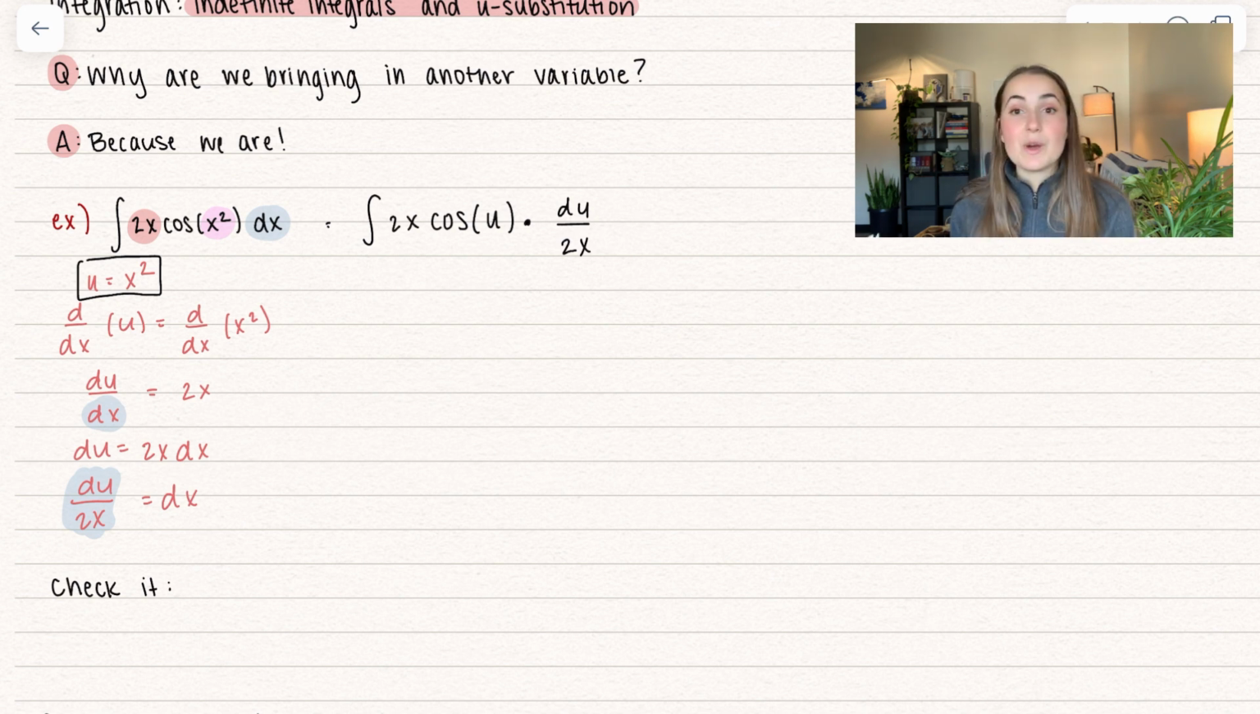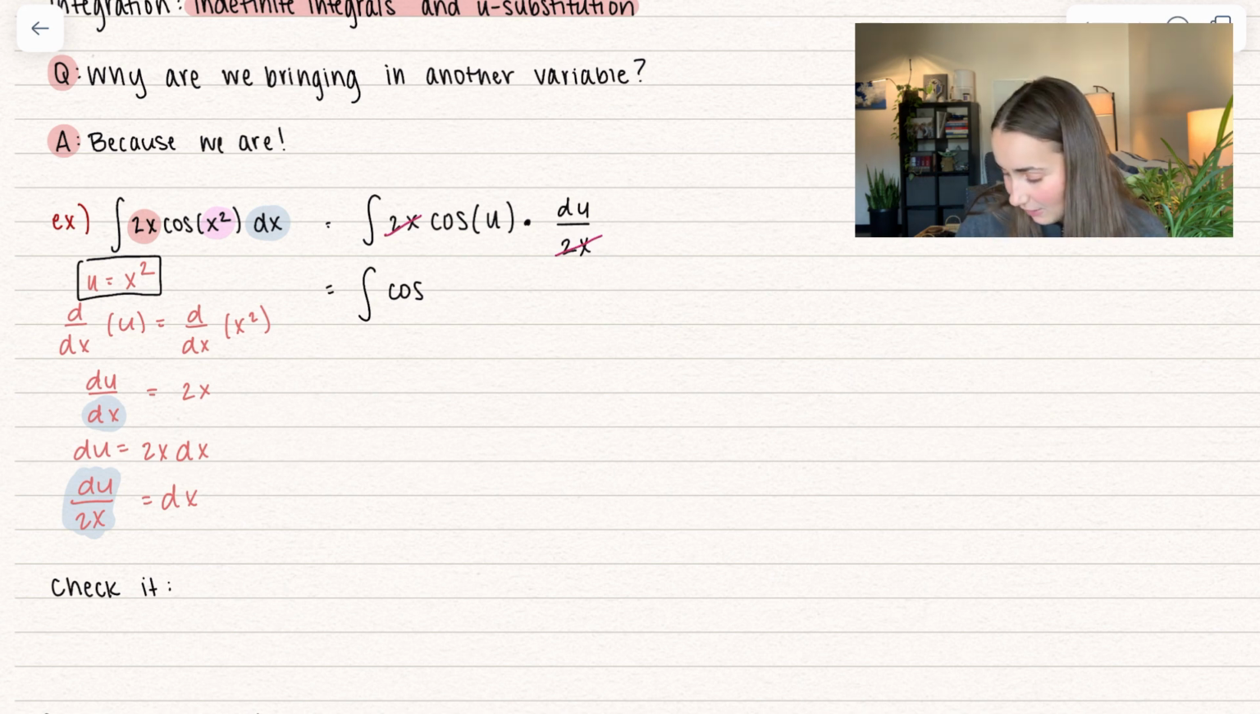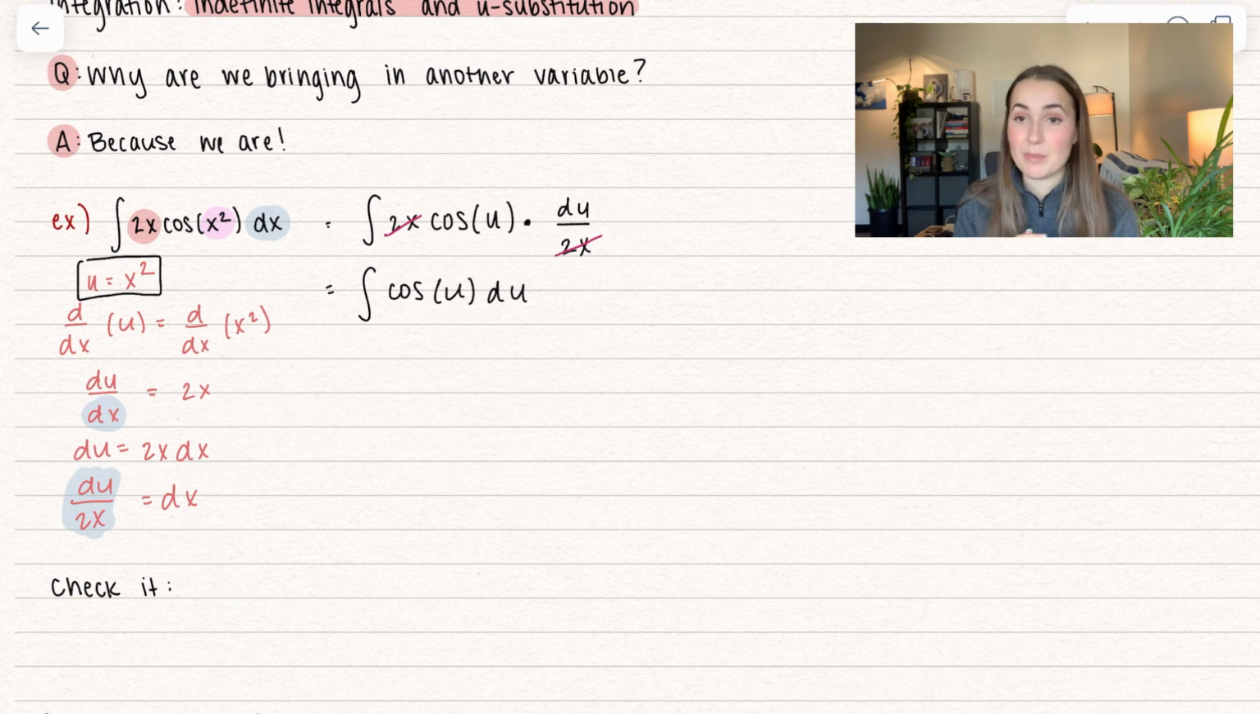So notice what happens here. We have something that cancels out. This 2x cancels out with this 2x right here. And now we have a whole new integral. We have the integral of cosine of u in terms of du. So notice here, this is going to be something that we can actually integrate. And the best part is that all the variables match. We have the integral of a function in terms of u in terms of du.